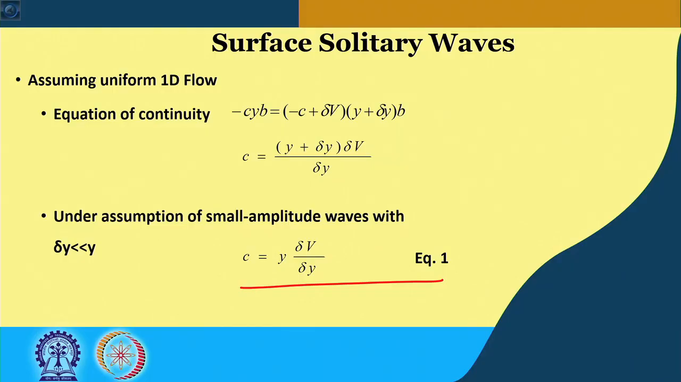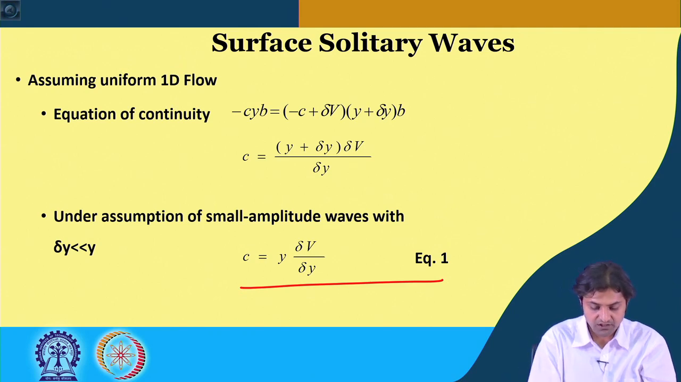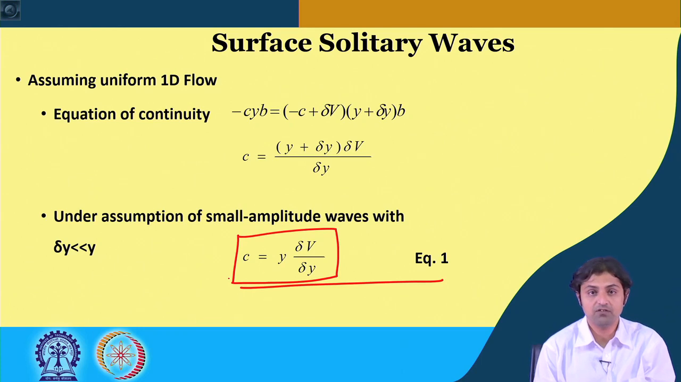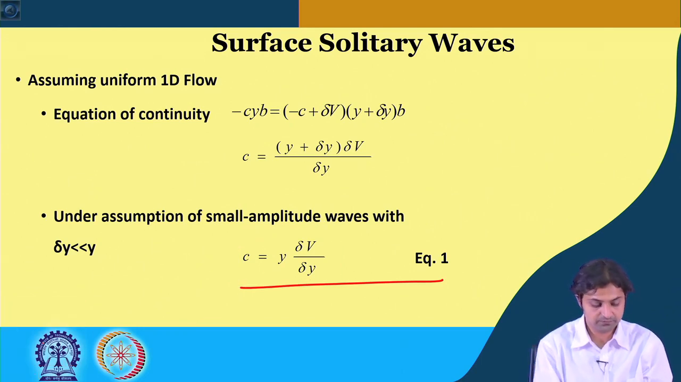Welcome back, students. In the last lecture we left off by deriving this equation 1 for surface solitary waves, and we will continue from this point onwards. As we saw, when we applied the equation of continuity to that control volume, we arrived at an equation given by C is equal to y delta V by delta y.